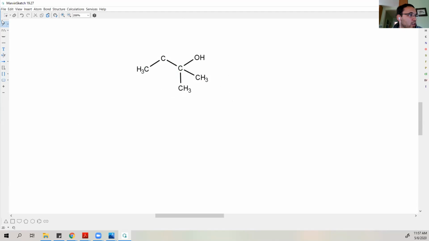Now, can we take a tertiary alcohol and turn it into a ketone by making that a double bond? Is that possible? Not with 3 other carbons attached to it. Right? So if it's a tertiary one, we can't make it a ketone, right? But if it's only a secondary one, we can make it a ketone, right? So this is what happens when we oxidize it.